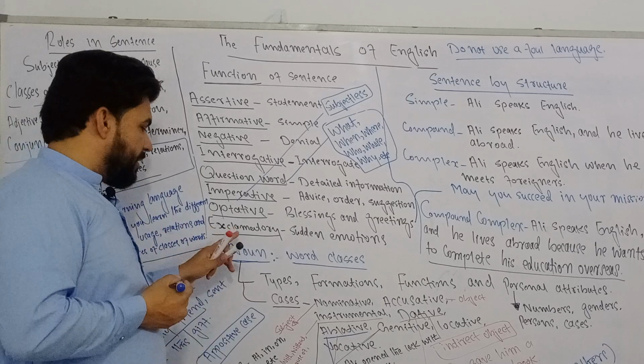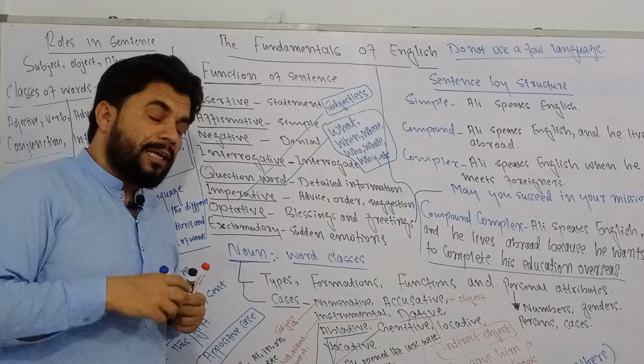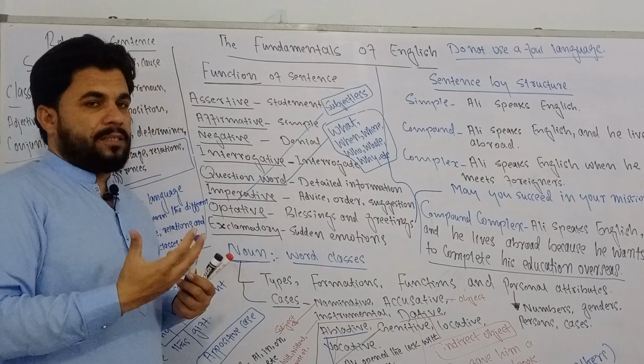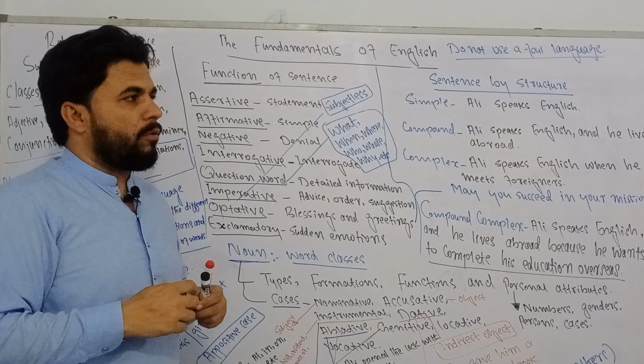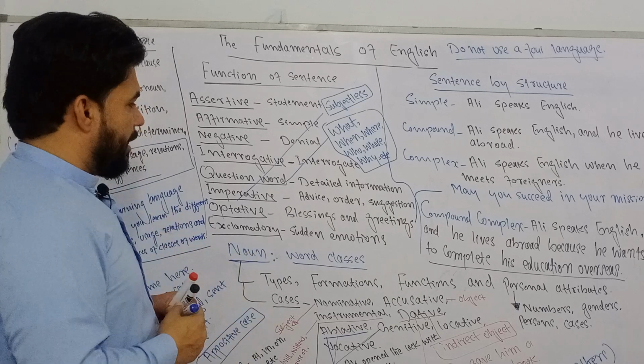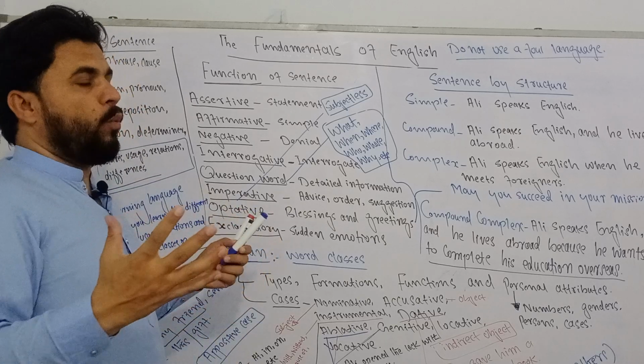And then we have exclamatory sentences. In exclamatory sentences, we convey sudden emotions or spontaneous emotions with the help of interjections. Like if I say, "Hoorah, we have won the match."